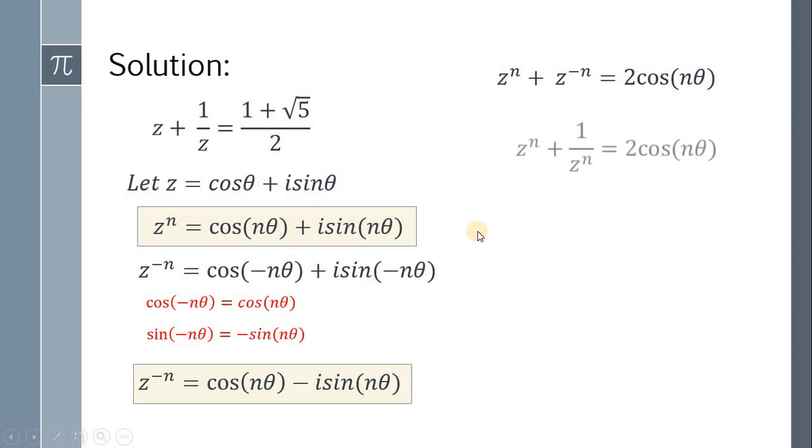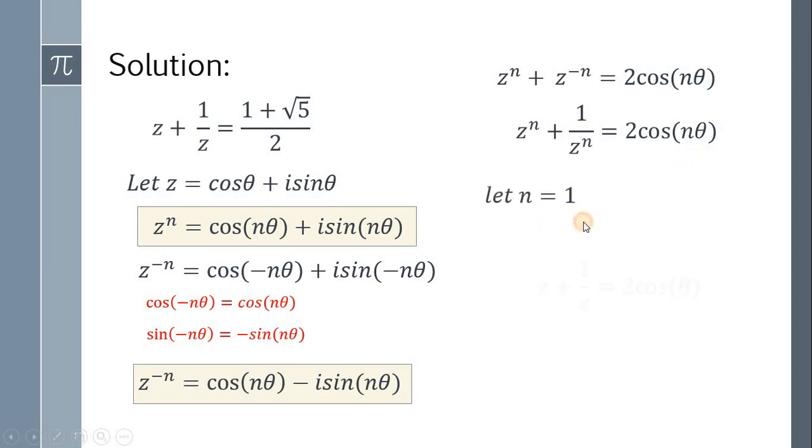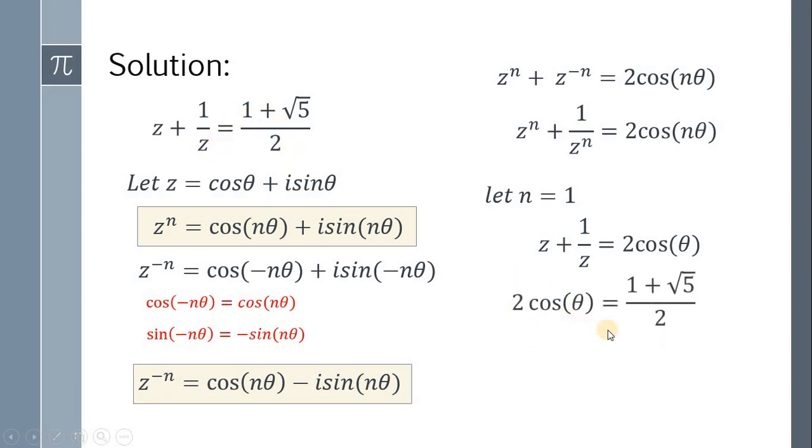Thus, z raised to n plus 1 over z raised to n is equal to 2 times cosine of n times theta. Now, let n is equal to 1 and we get z plus 1 over z is equal to 2 times cosine of theta. Now, since z plus 1 over z is equal to (1 plus square root of 5) over 2, we can say that 2 times cosine theta is equal to (1 plus square root of 5) over 2. Divide both sides by 2, we get cosine theta is equal to (1 plus square root of 5) over 4.